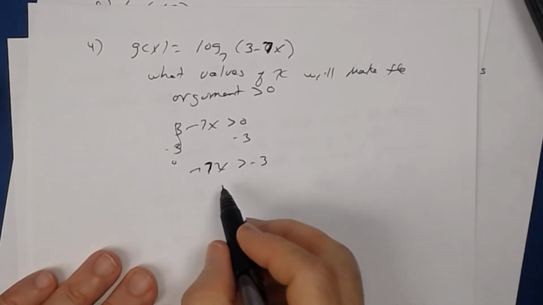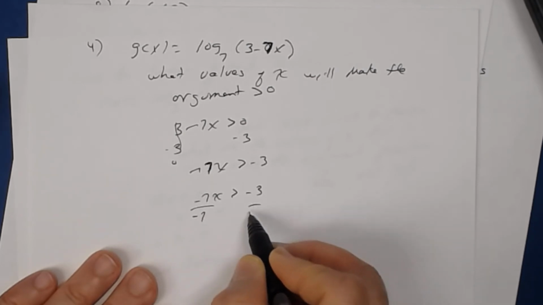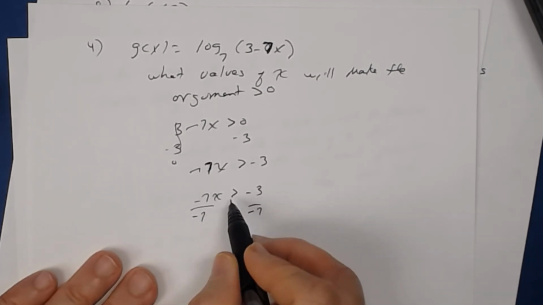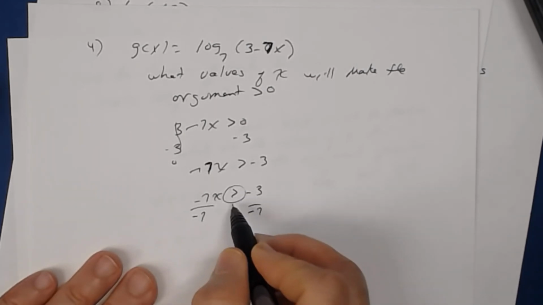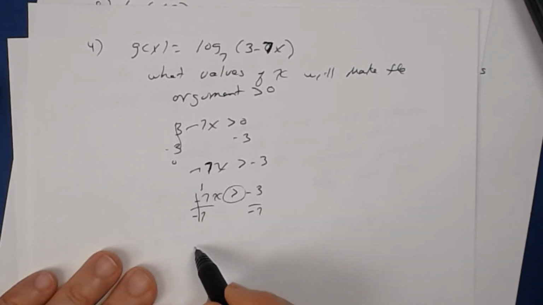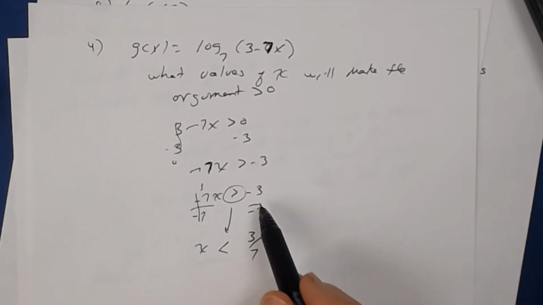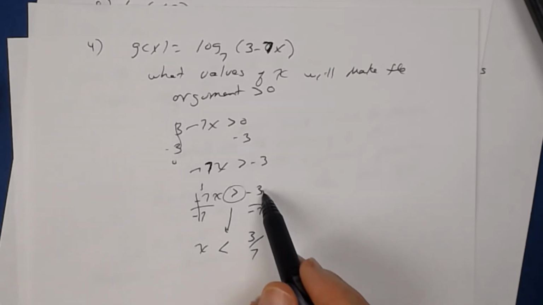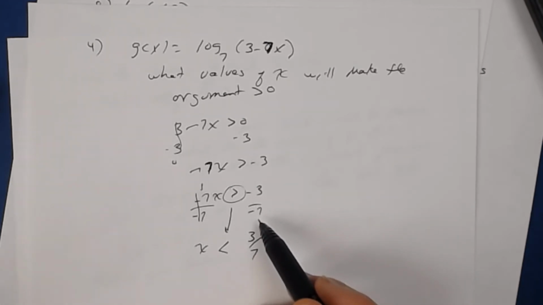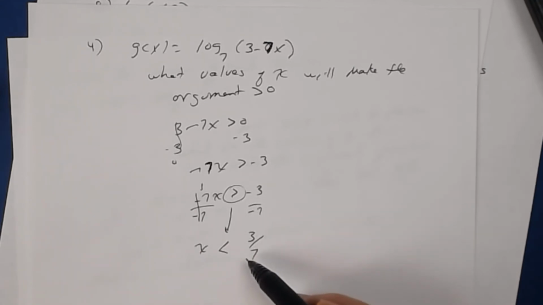And so if I go ahead now and divide both sides by negative 7, remember, when you divide or multiply an inequality by a negative number, you have to reverse the sign. So negative 7 divided by negative 7 is 1. 1 times x is x. So therefore, x must be less than 3/7. Make sure you say positive. Some of you have a habit of saying negative 3 divided by negative 7, and that makes me think you don't remember that a negative divided by a negative is a positive. So you've got to say that.